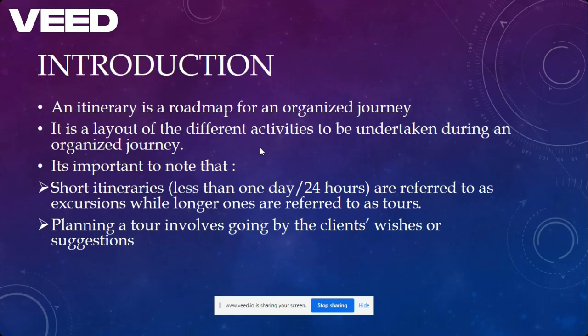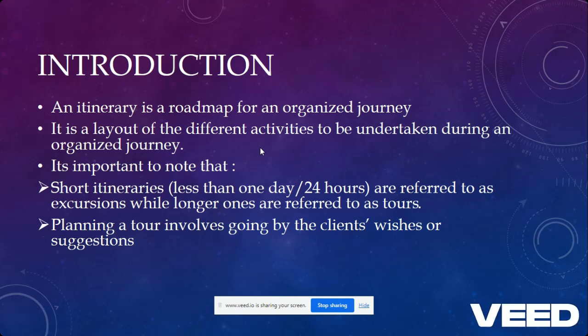So first of all, we begin with an introduction of what an itinerary is, as we had said in our previous class, that it is a roadmap for an organized journey, the journey that the tourist will take. It's just a layout of the activities that a tourist is to undertake during an organized journey. And one thing that comes out clearly is that we have short itineraries, those that last for 1 day or 24 hours, that we call excursions, while those that are longer than 24 hours are referred to as tours.